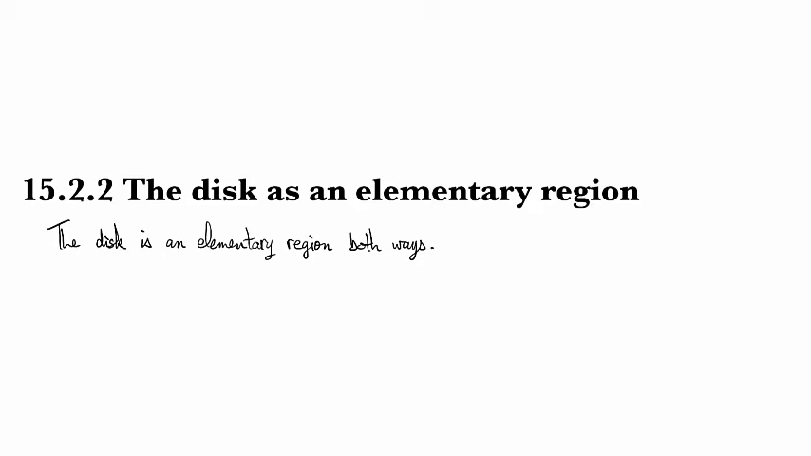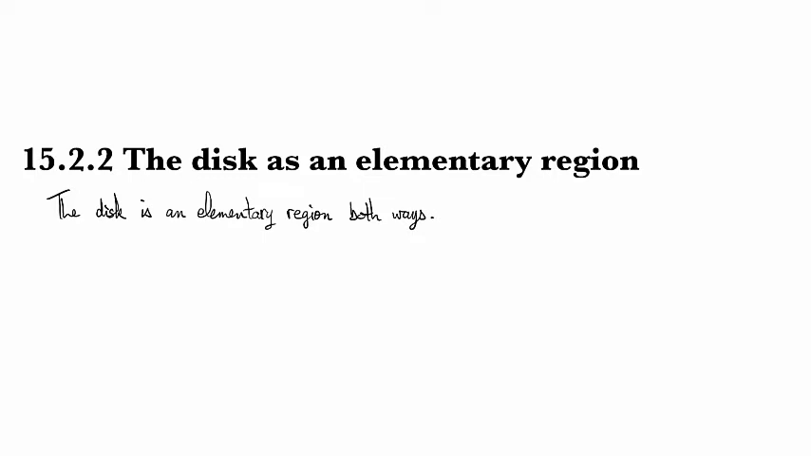We end up doing a lot of integrals over disks, and it turns out that luckily enough, a disk is an elementary region both ways. So let's just think about how to set that up. If we take the disk like this, and we want to do the integration vertically first, so thinking about it being sliced up like this, then we say, okay, so where do we start?